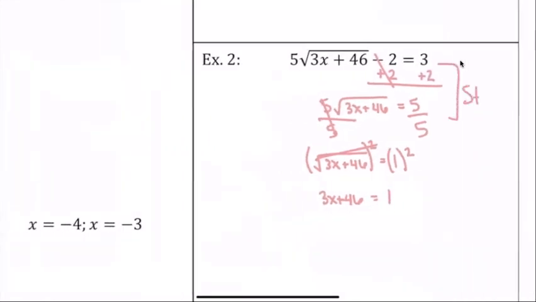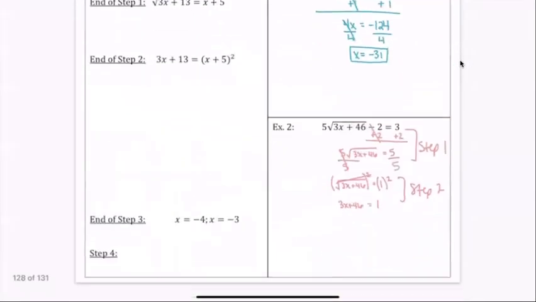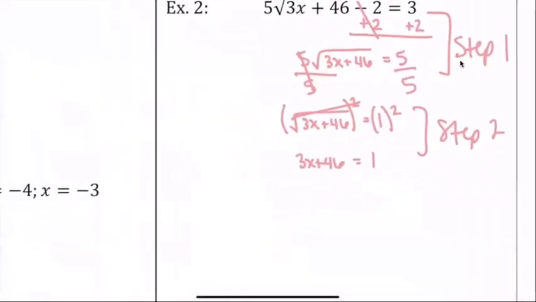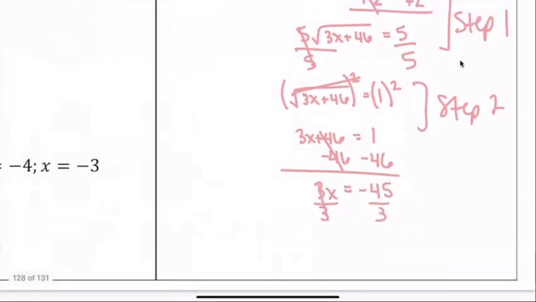So just to make sure we see what's happening, you do not have to label these if you don't want to. I'm just showing you. This is step 2. And then step 3 says if you only have x terms, which we do, follow equation rules to solve for x. We just do what we would normally do to solve for an equation. I'll do the opposite of what's happening. So I subtracted 46 because it was adding. That's the opposite, or inverse, sorry. I was multiplying by 3, so I divided by 3. And that gave me negative 15.